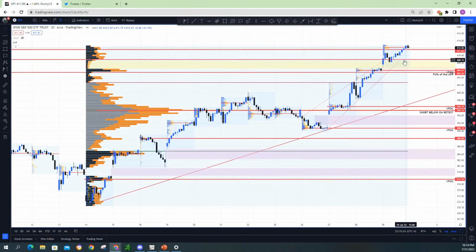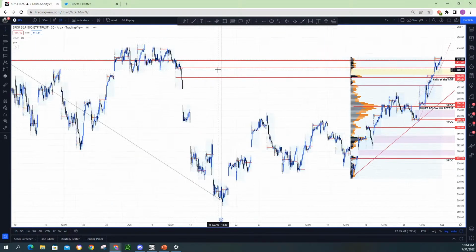I would not try to short it just yet from this run here. You don't want to be caught shorting a train. So I would short it below 408, let's call it 80, and you could have a chance to go all the way to about 405 level.